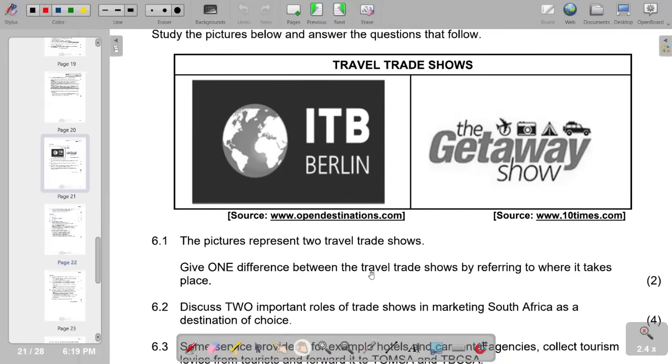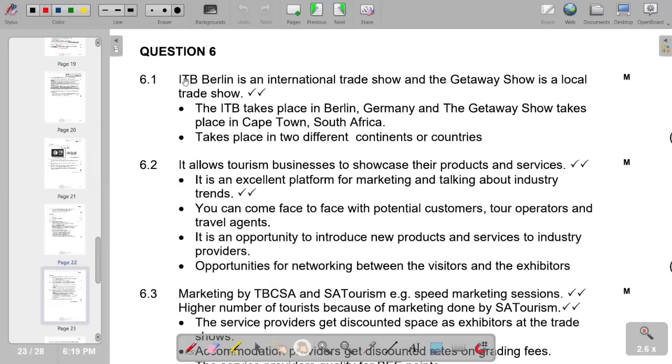Give one difference between the travel trade shows by referring to where it takes place. So obviously, we need to come up with the differences between the ITB Berlin and the Getaway Show. So in that sense, we see that the ITB Berlin is an international trade show and the Getaway Show is a local trade show. So that's the first difference. And also the ITB takes place in Berlin, Germany, whereas the Getaway Show takes place in Cape Town, South Africa. So they take place in two different continents or countries.